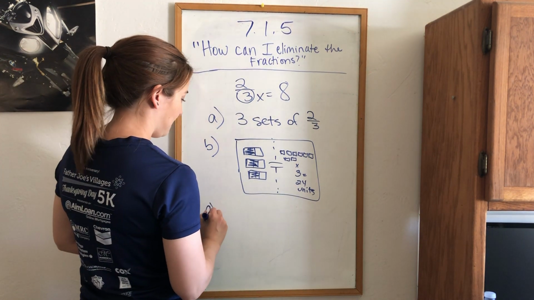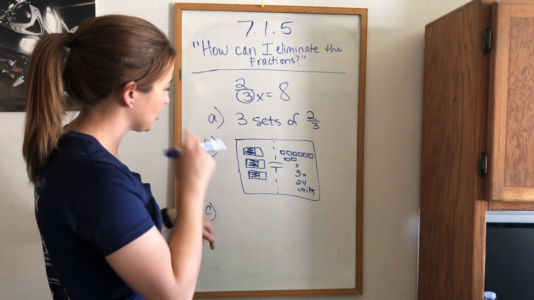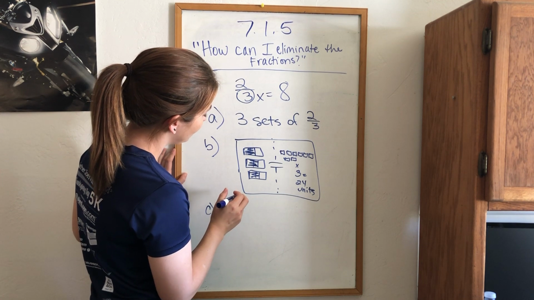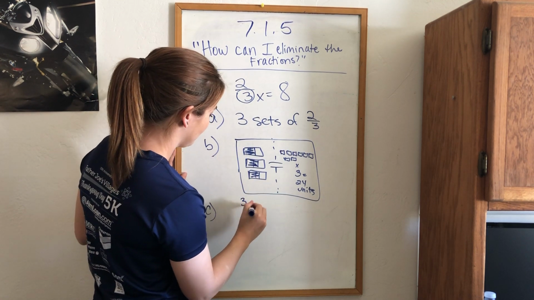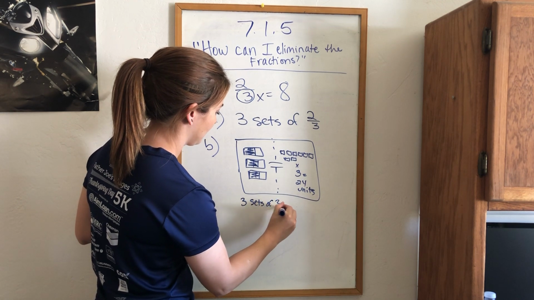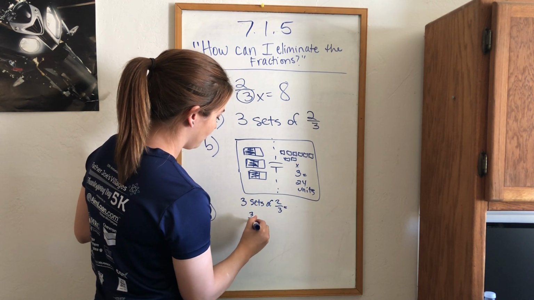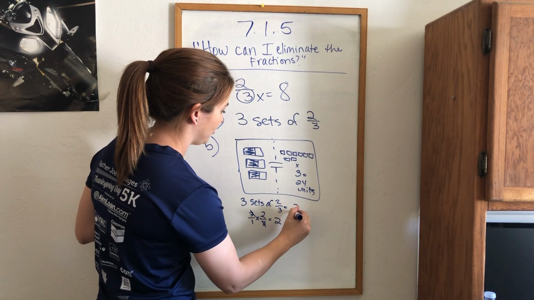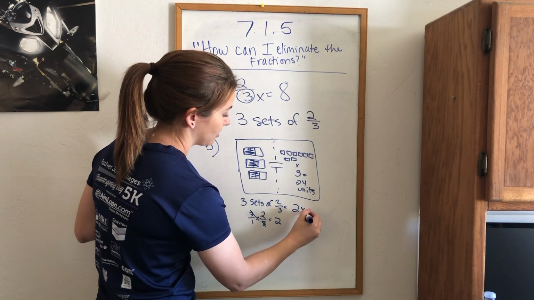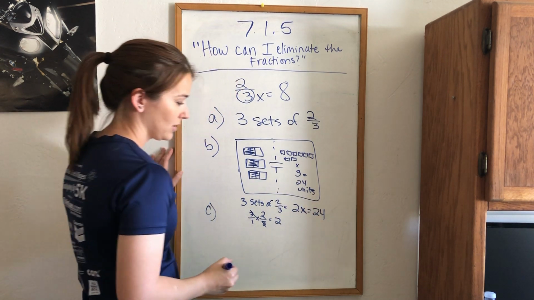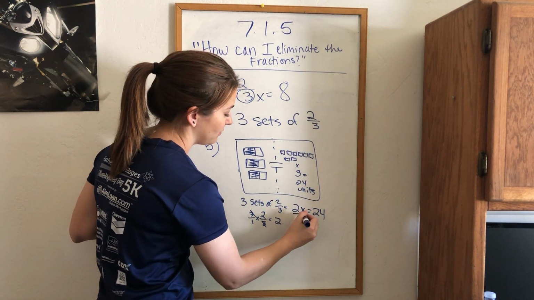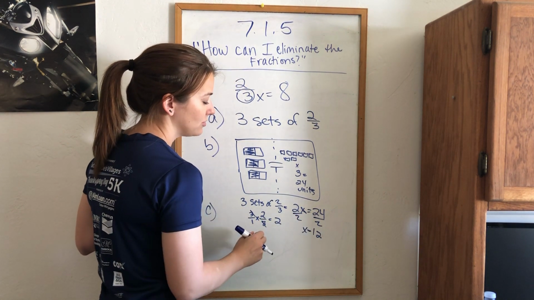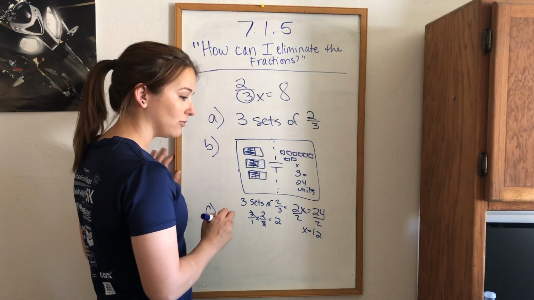So now it says, oh, it wants us to solve for x. So if we have 3 sets of 2/3, we know that 3/1 times 2/3 gives us 2. So we're left with 2x equals 24. So if we solve for x, 2 times what gives us 24? 12. And I showed the extra step of dividing both sides by 2 because we want to get that x alone. So x would equal 12.